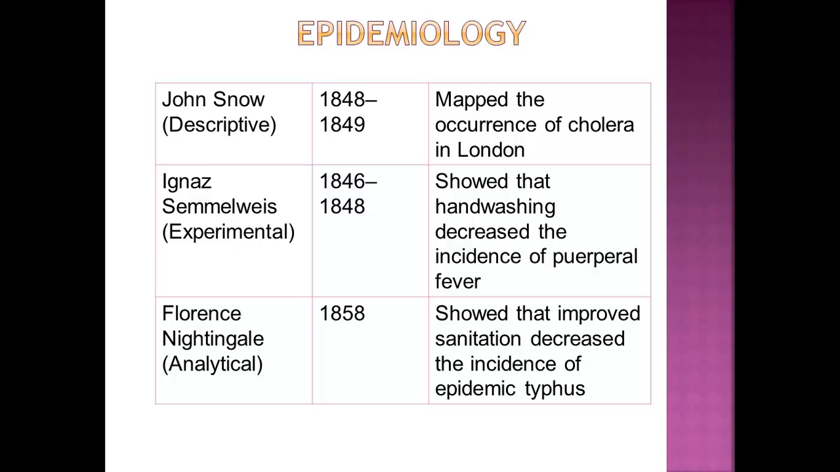Ignaz Semmelweis, if you remember back in chapter 1, we talked about him, and he did the experimental. He did a disease study where he used a controlled experiment where he showed, okay, if you don't wash your hands, then you see an increase in the incidence, but if I wash my hands, then we don't see puerperal fever being passed on between those OB patients.